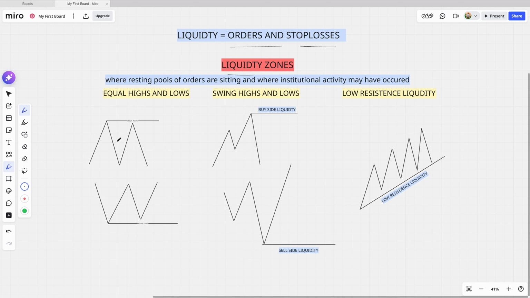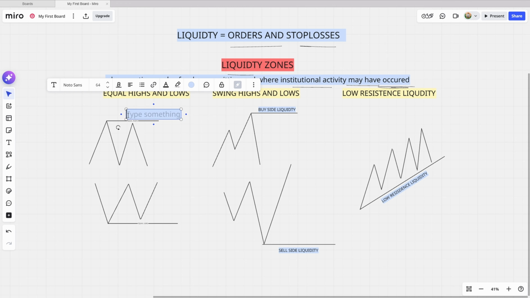Liquidity zones are areas on the chart where a large number of orders are likely resting and where institutional activity may have taken place in the past. As traders, our job isn't to predict the market. Our job is to follow the footprints of large institutions, because they are the ones capable of creating significant moves in price. If we want to trade alongside those moves, instead of getting caught on the wrong side of them, we need to understand where liquidity is building and where price is likely to seek it.